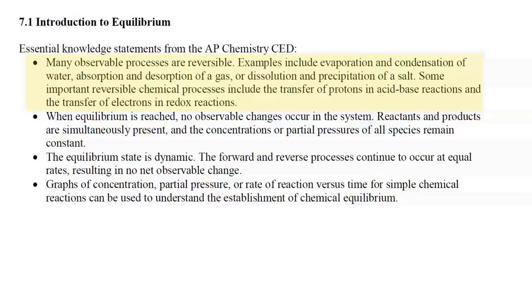Some important reversible chemical processes include the transfer of protons in acid-base reactions and the transfer of electrons in redox reactions. When equilibrium is reached, no observable changes occur in the system. Reactants and products are simultaneously present, and the concentrations or partial pressures of all species remain constant. The equilibrium state is dynamic. The forward and reverse processes continue to occur at equal rates, resulting in no net observable change.